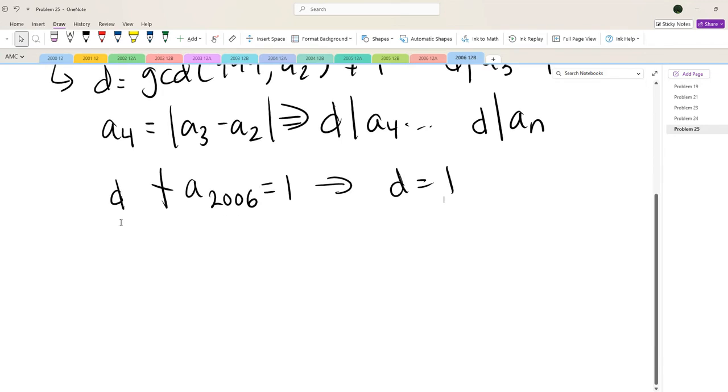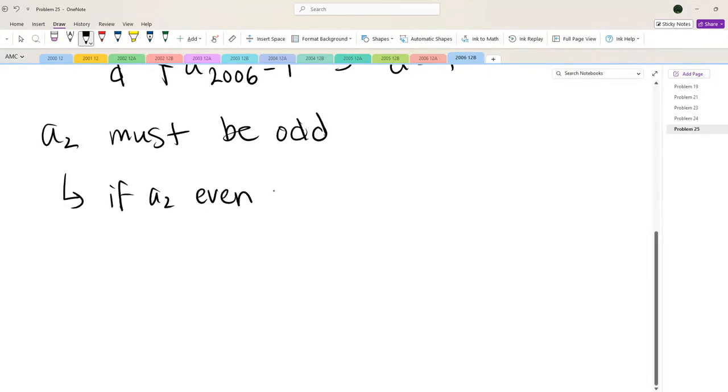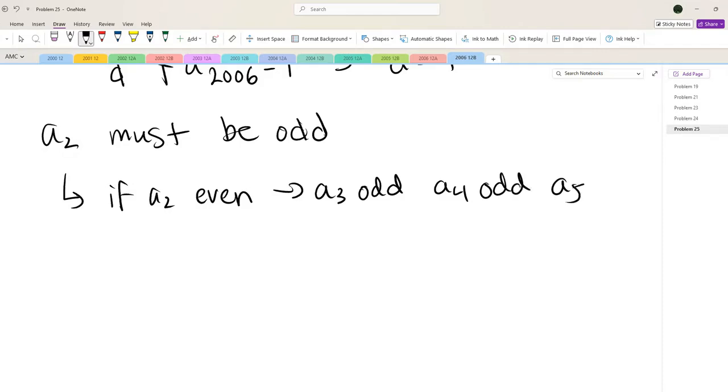Okay, now let's also prove that A2 must be odd. Let's think about what happens when A2 is even. So if A2 is even, then A3 would be odd, and then A4 is odd minus even, so it's odd, and then A5 would be odd minus odd, so it's even. So this would continue in a pattern of odd, odd, even, except it's disrupted for the first two terms, because the first two terms would then be odd, even, and then odd, odd, even, odd, odd, even.